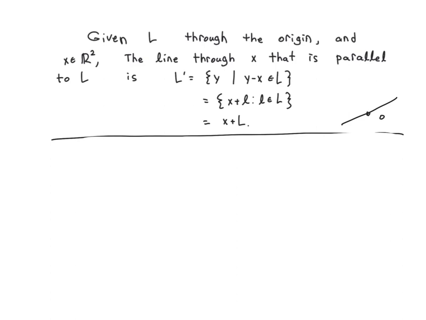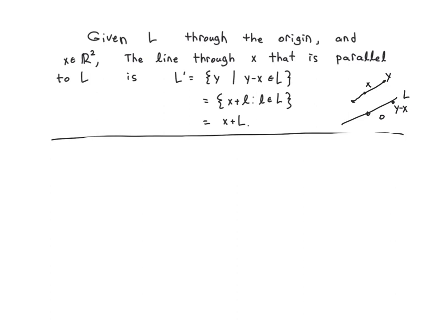So there's your origin, there's L. You've got x over here. You're looking at any point y such that when you do y minus x as vector subtraction, you end up with a point on L. That's something you can check. It ends up being true.